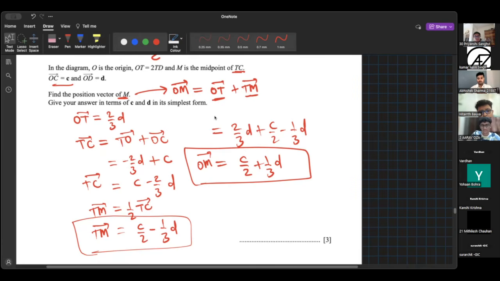2D plus 3C upon 6. That is also correct, but we should leave it here. You cannot simplify any further what you said beyond that, because these are two different terms, C and D, right? We should leave it individually. Okay, sir. So this is your final answer.